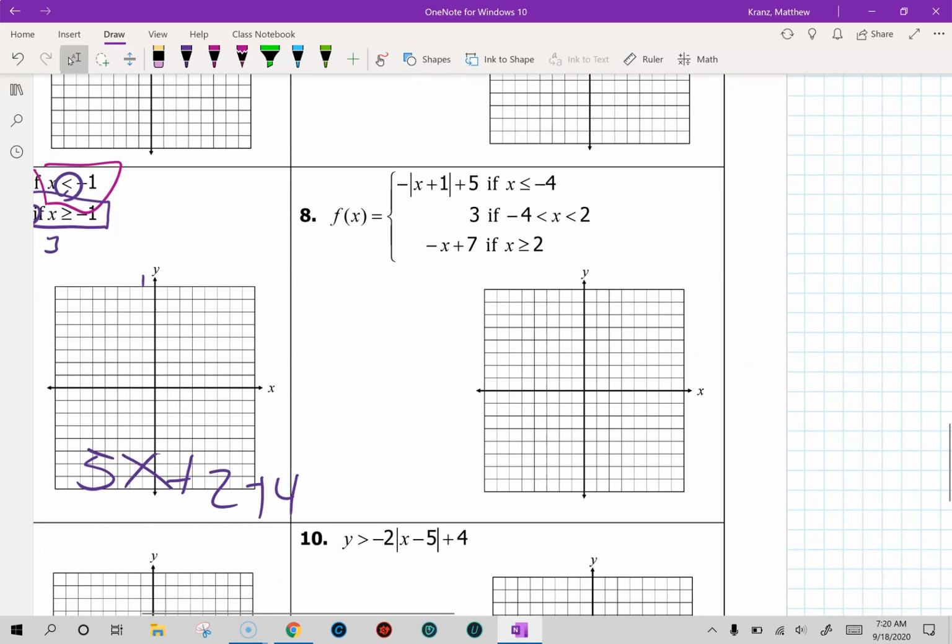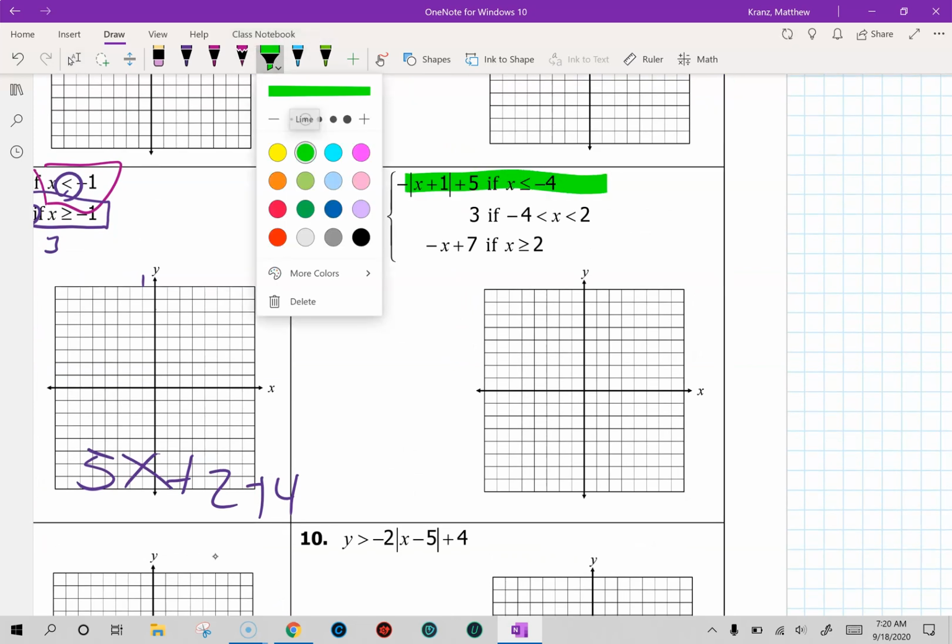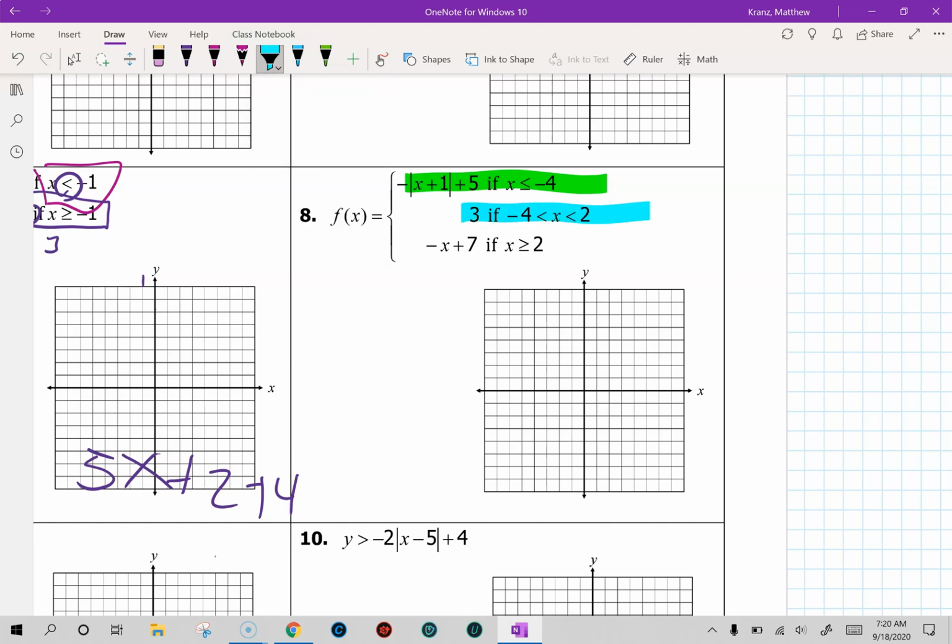Number 8, we have a piecewise function. So let's go ahead and color coordinate this real fast. So now we have it color coordinated. So I'm looking at the green, and I see that the green is less than or equal to -4. So here is my -4. I know I'm going to have a solid circle, and it only exists on this side. So when I go to graph this, I see that I am at -1, +5 is my vertex.